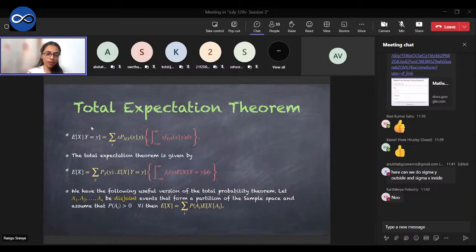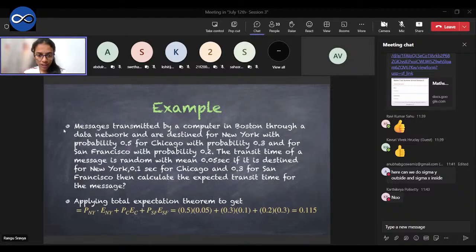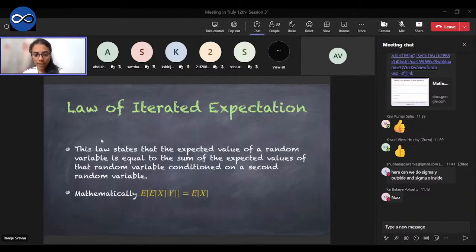We assume g of y to be E of x given y and applied the formula of expected value. We'll get this expression. This is nothing but E of x. So that is how we get E of x given y to be equal to E of x.